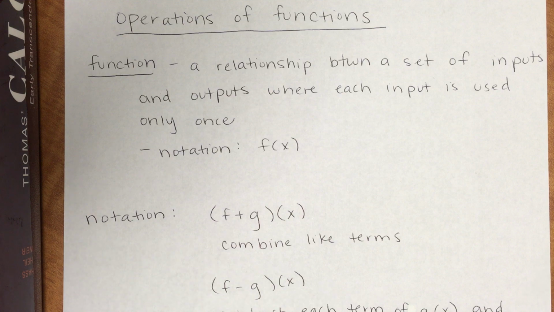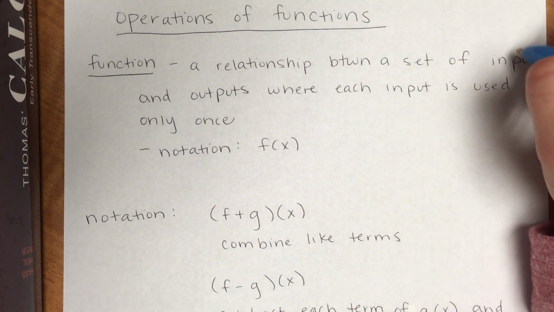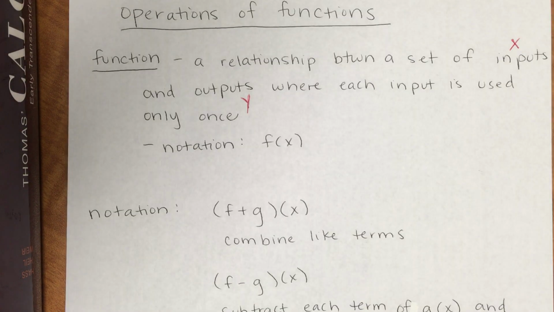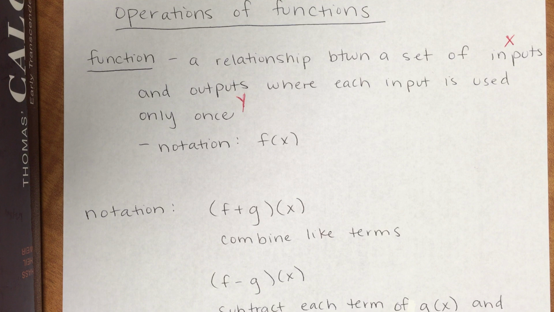A function is a relationship between a set of inputs, those are your x values, and outputs, those are your y values, where each input is used only once. So any kind of function, as long as your x values are only used once, then you're good to go. Notation is to use f of x instead of a y.